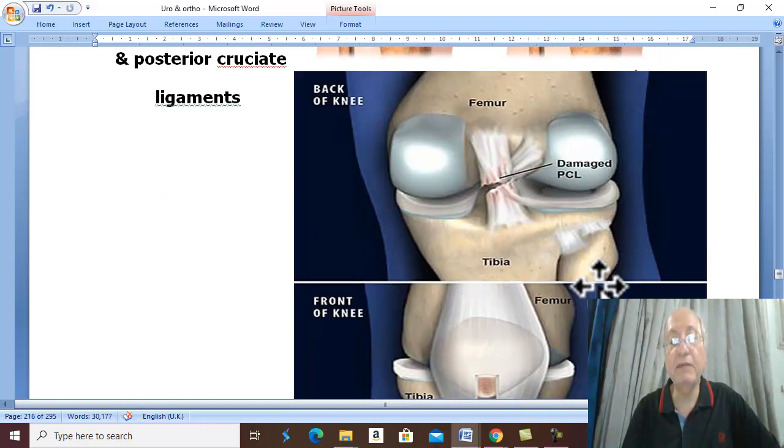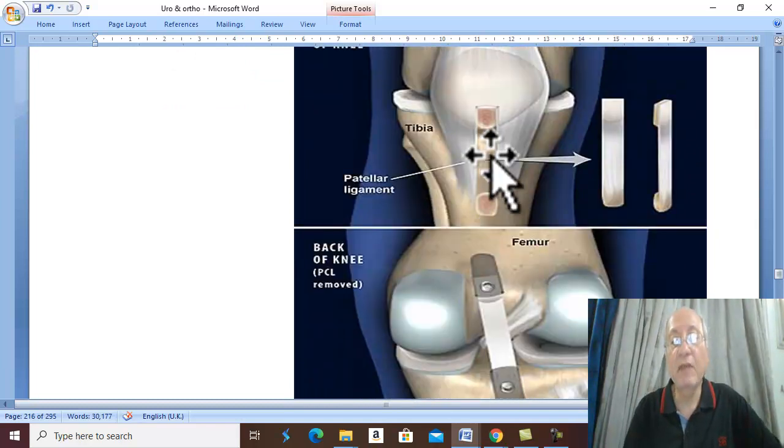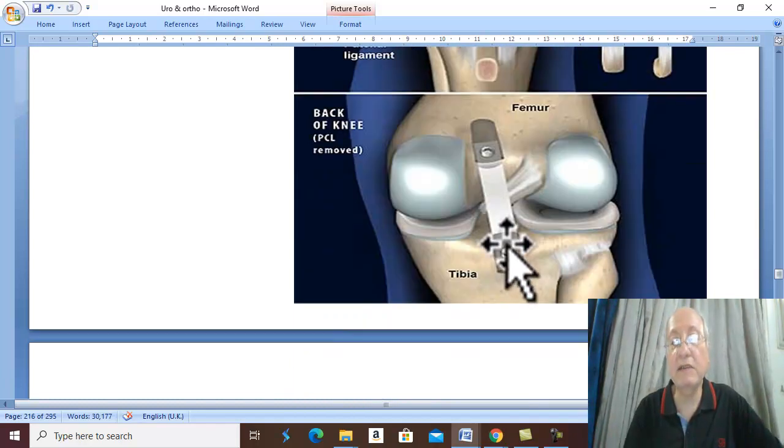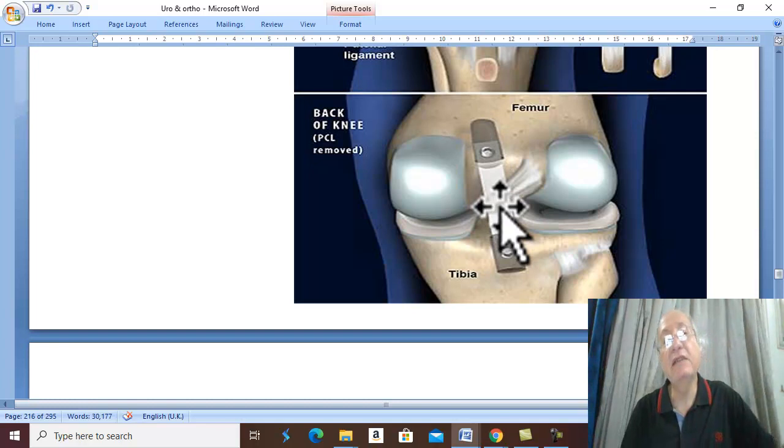And the same for the posterior ligament. Remove the posterior ligament, and replace it with a tendon graft from the patellar ligament. The tendon graft replaces the posterior ligament. This is the anterior and posterior cruciate ligament.